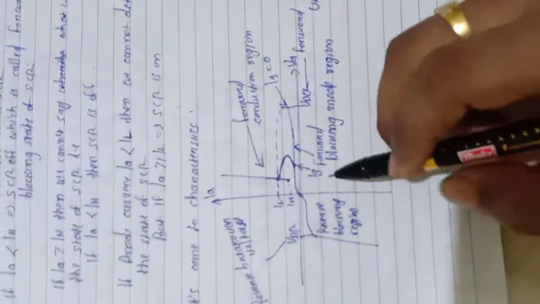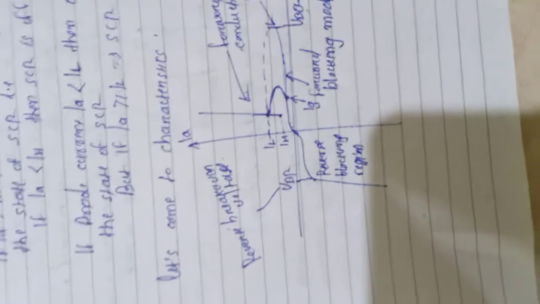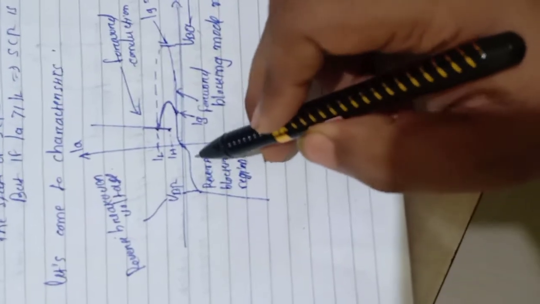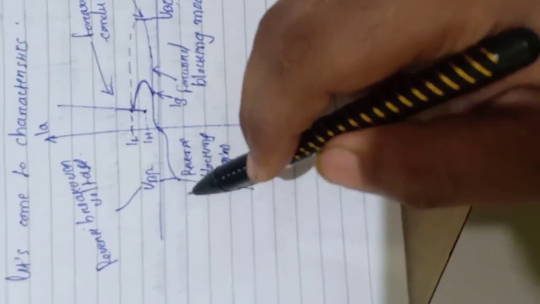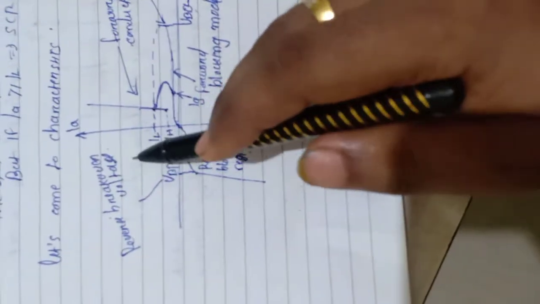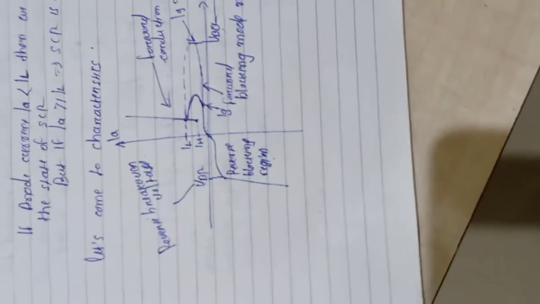Similarly, this is the characteristics curve of reverse blocking mode. This is the reverse blocking region and this is the reverse conducting region. This is the reverse breakdown voltage. Then we will study more things about this. Generally IL is greater than IH, meaning latching current is more than holding current.